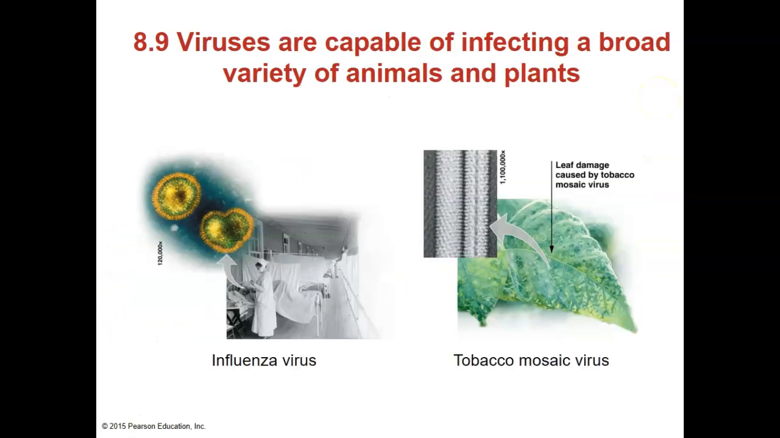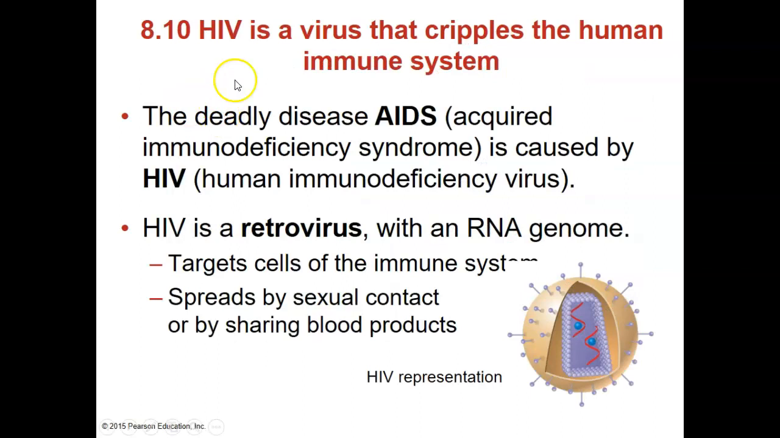Viruses are capable of infecting a variety of animals and plants. Different types of viruses target different types of living organisms. They can infect humans and cause influenza. They can infect plants and cause the plants to die. We all know HIV is a virus. The HIV virus targets the human immune system, so the deadly disease AIDS is caused by this virus.